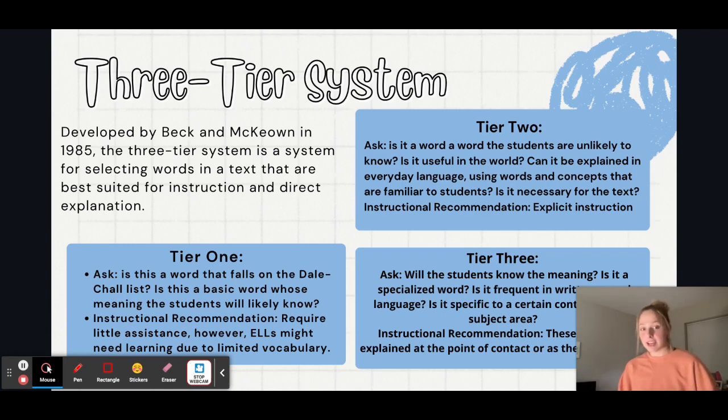In tier 3, we're going to ask: Will the students know the meaning? Is it a specialized word limited to a field or a content area? And is it frequent in written language? And if not, then you're probably not going to explicitly teach these as much unless you come across them in the text or the need arises whenever you're going into that content area.